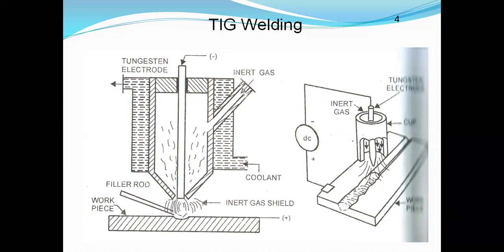Okay. In the 3D diagram you are observing here, inert gas is supplied from this, and this is the tungsten electrode, connected to the negative terminal, and the workpiece is connected to the positive terminal. By the side, we are using the filler material to fill the gap between the two materials. The tungsten electrode is used only for the production of the arc, not to be consumed. Some other material, the filler rod, is used to fill this gap. In this way, tungsten inert gas welding is carried out.